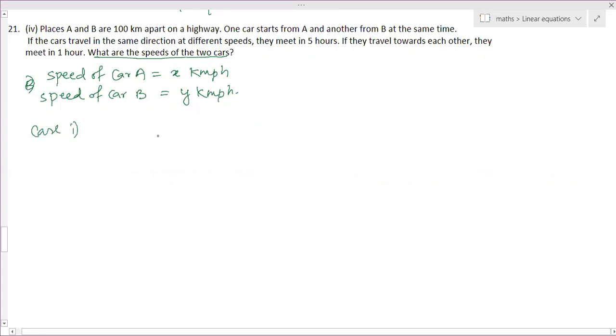Here is A, this is B. The distance between them is 100 kilometers, right? Now from A, one car starts and from B, the second car starts. And they will meet only after B. So somewhere here they will meet. Suppose that is point C. So they will meet at point C, right?